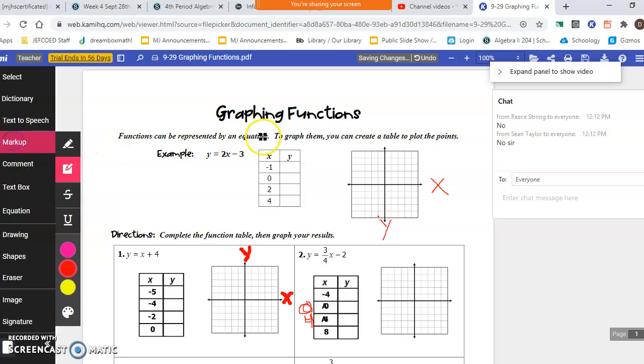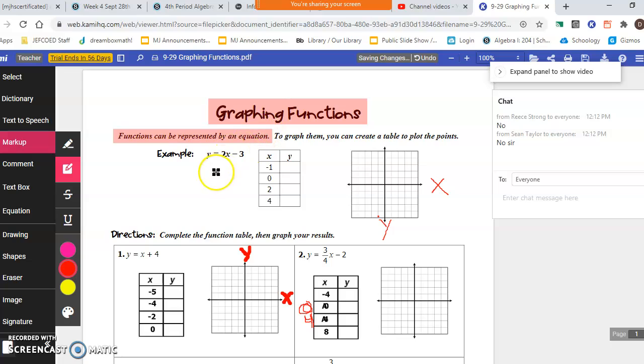All right, so the first thing that we're going to look at today is graphing functions. You guys know last week we talked about a small portion of functions. We talked about relations, graphing relations, how to map those out, how to put them into a function table, those types of things. Well, we're going to take it a little step further, guys, and we're going to talk about specifically functions. So the first thing that you guys need to know is that functions can be represented by an equation.